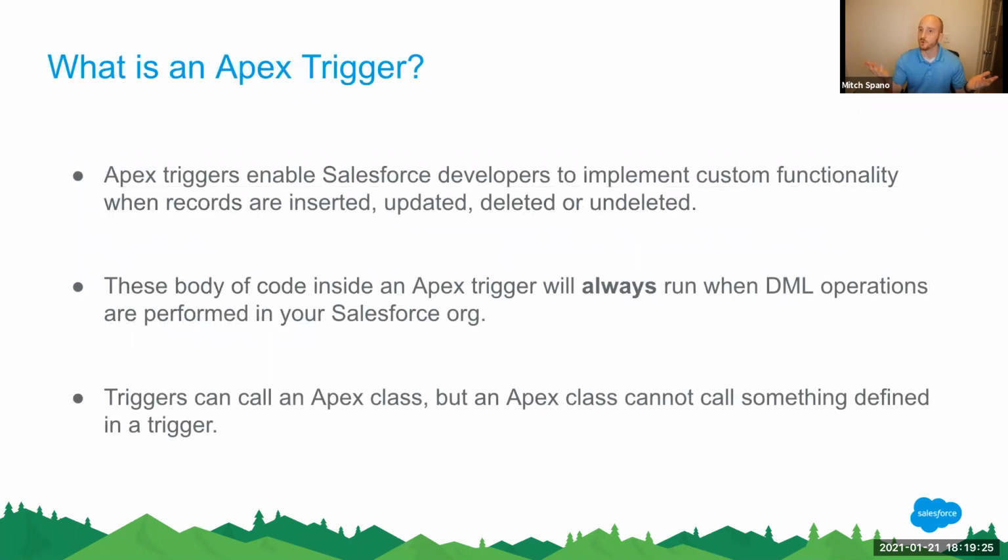So what is an Apex trigger? An Apex trigger is something that happens in Salesforce. Think of it as a snippet of functionality that runs whenever records are inserted, updated, deleted, or undeleted. This will always happen. The code that you write in a trigger will always run, no matter what. All records that get inserted will have their insert triggers run, so it's very important because it applies to every single record in your org.